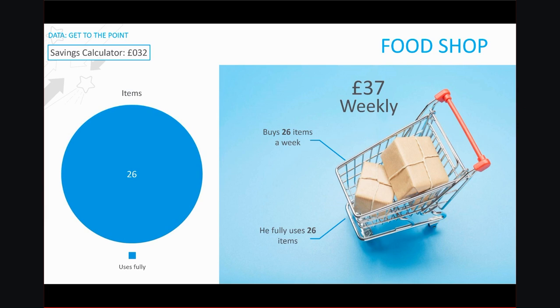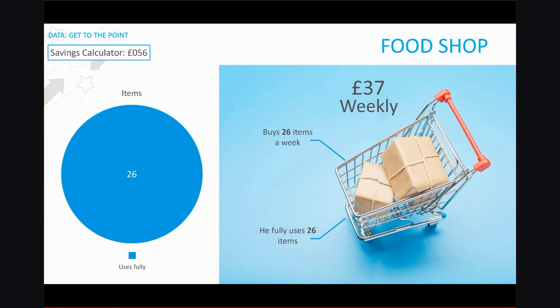So after carrying out the same analysis on the other 4 products that he only uses half of, he realises that he can save a total of £5 across the 6 products. So from looking at his food shop and analysing this, Kevin has already saved £13 a week, which is £56 a month, and he is reducing his food waste massively. So let's bank those savings.